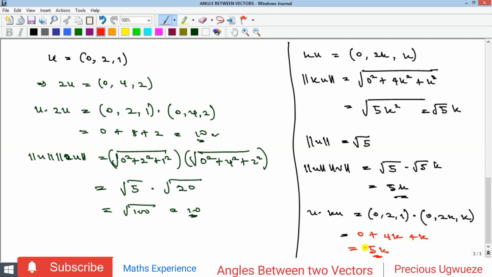So even when you do it with an arbitrary constant, where here we just used 2, you will definitely get that the product of the magnitudes of the two vectors will always be equal to the dot product if they are scalar multiples of each other, and that is what we are required to show.